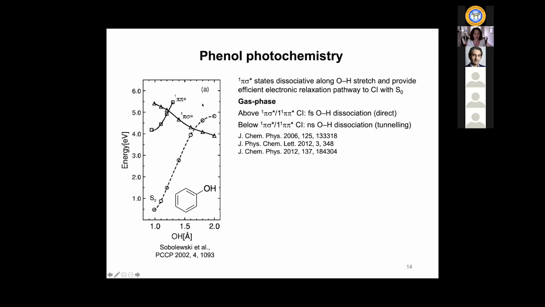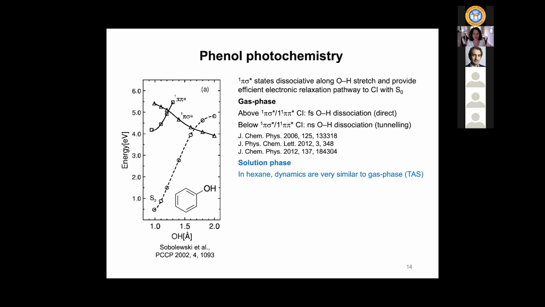There's been a huge amount of work in the gas phase, looking at the dynamics on these excited states, both above and below this conical intersection between the dissociative states and the pi star states. Dissociation is very fast if you hit the dissociative pi sigma star state on a femtosecond timescale, and even just below this conical intersection, dissociation can be observed by tunneling through this conical intersection, but it's a lot slower.